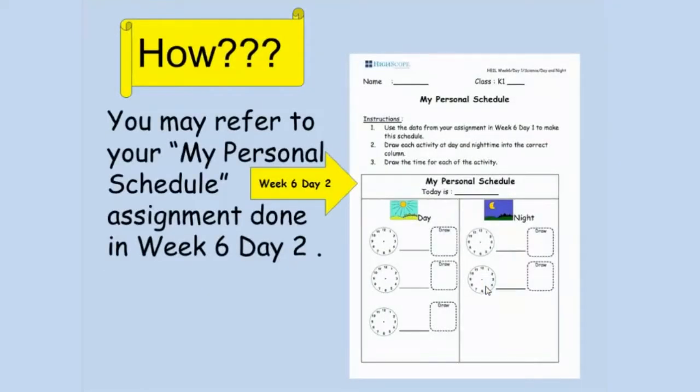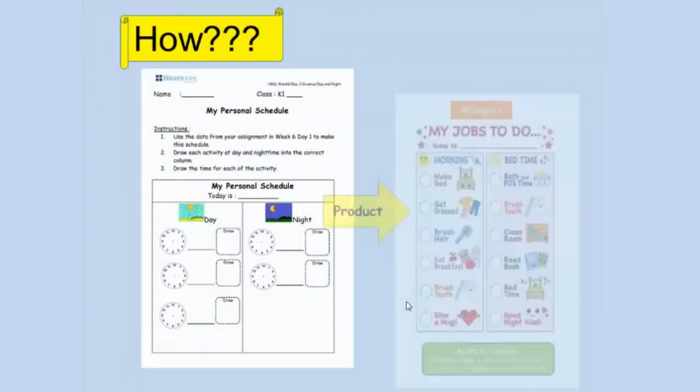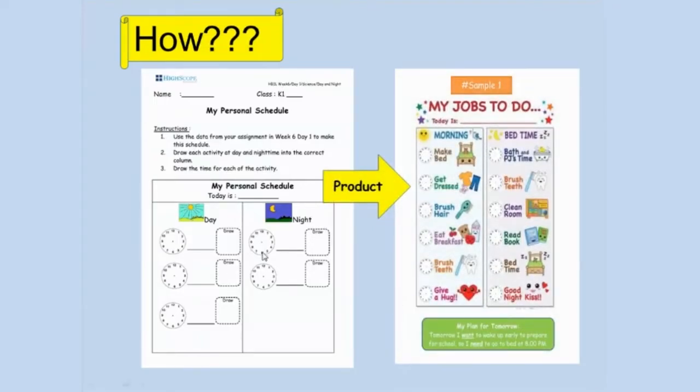How to do this? You may refer to your My Personal Schedule assignment done in week 6, day 2. The one that looks like this on the right. So, from your personal schedule assignment that you have done last time, you're going to change it into a real project that looks like this on the right.